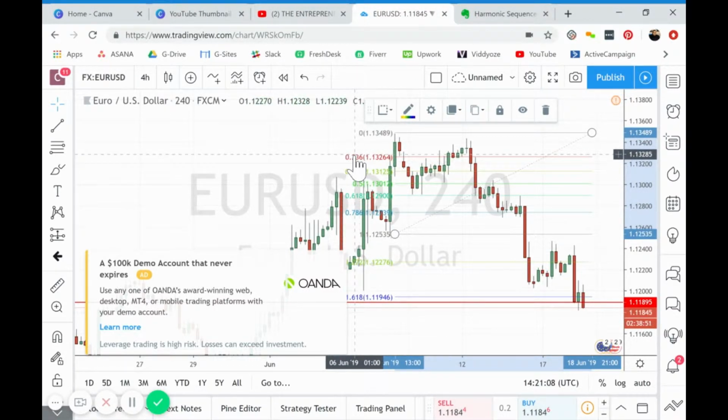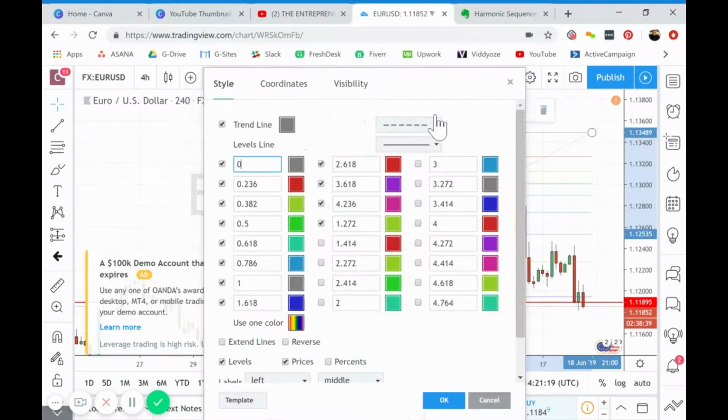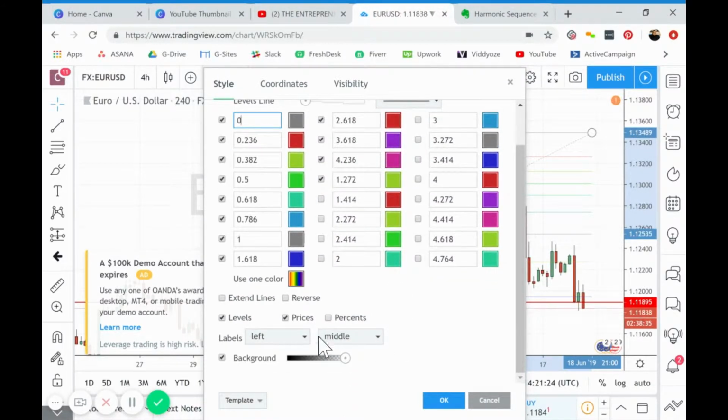But if you guys pay attention, you'll see the 23.6, 38.2, 50, the 61.8, 78.6. It's really hard to see, so give me a second, guys. Let me see if I can go ahead and inverse this, pretty much where the levels are. Here we go right here. So we'll put these to the center.